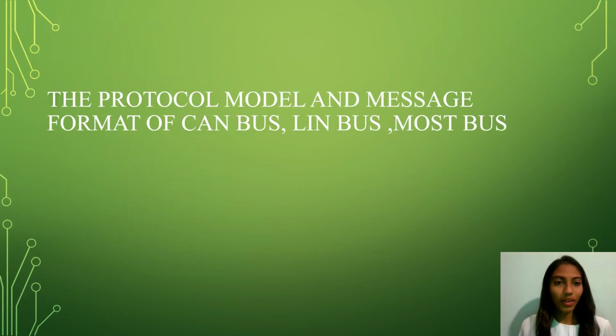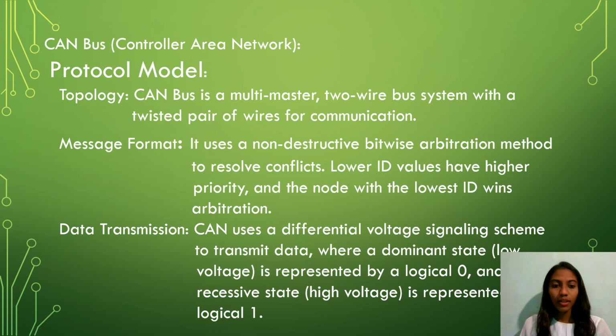So the today's topic is the protocol model and message format of CAN bus, LIN bus and the MOST bus. So firstly, what is CAN bus? CAN bus means Controller Area Network Bus. So the protocol model of the CAN bus is the topology. CAN bus is a multi-master two-wired bus system with a twisted pair of wires for communication.